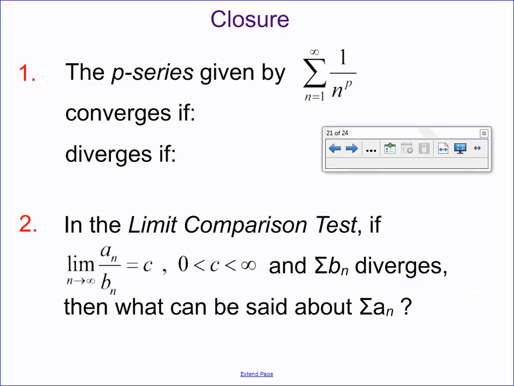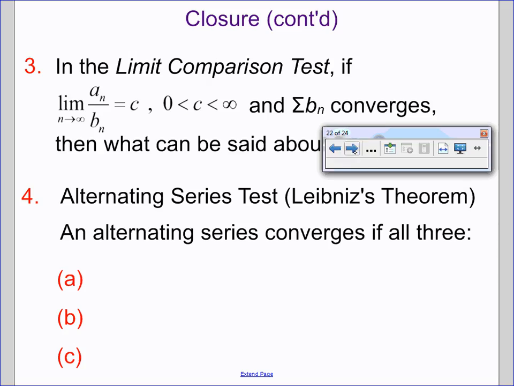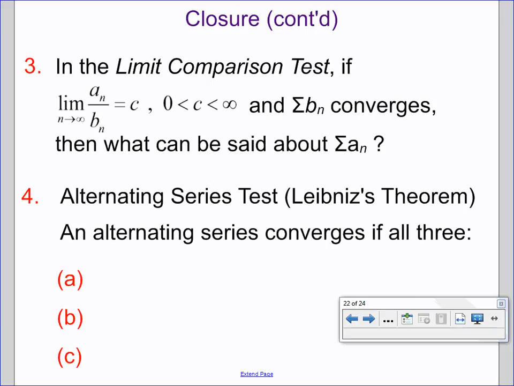In the limit comparison test, what happens if the limit of the ratio of series a sub n to b sub n equals a constant, and b sub n, my series of comparison, diverges? What can be said about my new series a? Same test, but now if b converges, what can be said about my new series a? And then the preconditions for the alternating series test. Please be ready to share.